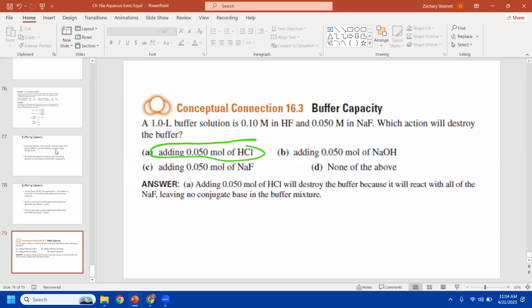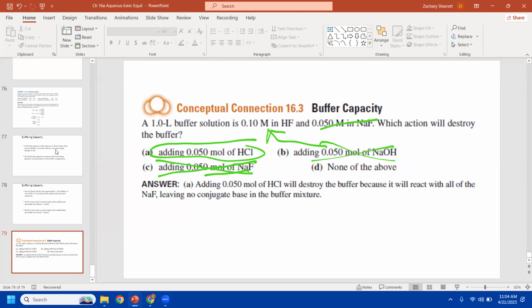I mean, it'll basically get rid of all of the 0.05 molar NaF, right? So that one could be the one. What happens if we add 0.05 molar NaF? Will that destroy the buffer? That'll just make it a better buffer, right? So that one is definitely not the right answer. Adding 0.05 moles of NaOH, that 0.05 will neutralize 0.05 of the 0.1 molar. So would that destroy the buffer? No. So A would be the one that would destroy it.